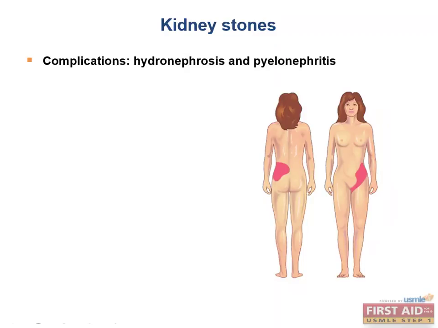Now let's move on to some pathologies that don't affect the glomeruli directly. The first one is kidney stones, also called nephrolithiasis. This results from precipitation of some kind of crystal in the collecting systems of the kidneys, and it can lead to complications like hydronephrosis, which is atrophy of the renal tissue due to compression by urine that can't flow out.